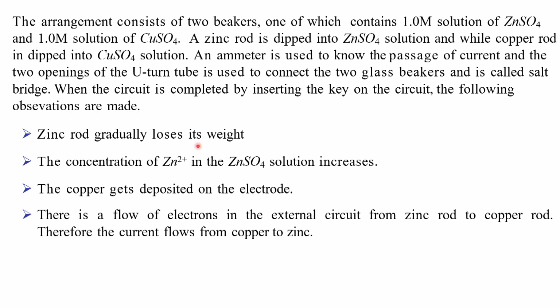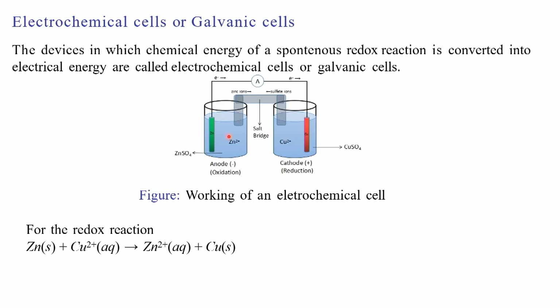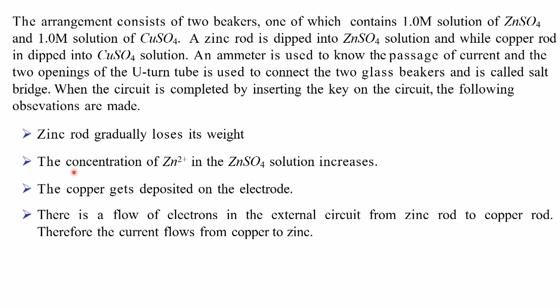The zinc rod gradually loses its weight. We have zinc sulphate here and the zinc rod here. So the zinc rod will gradually lose its weight. Why? Because sulphate ion comes here and takes zinc from there and we get zinc sulphate in this solution. So the weight of zinc will gradually reduce. The concentration of Zn 2 plus in the ZnSO4 solution increases.